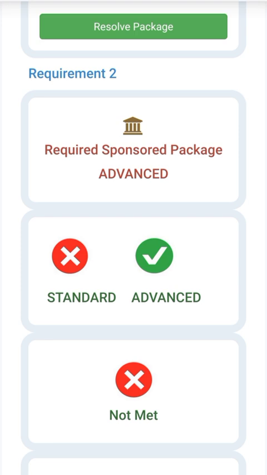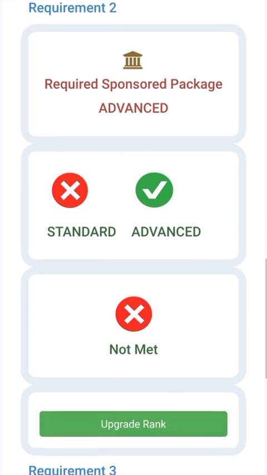So part of the requirement for this person is that he needs to sponsor an account on the left on the advanced package, then sponsor another account on the right on the advanced package. Now you see what the self-help service did here. Look at the advantage. Now he knows that, okay, fine.